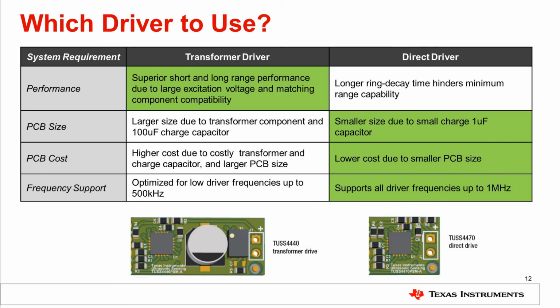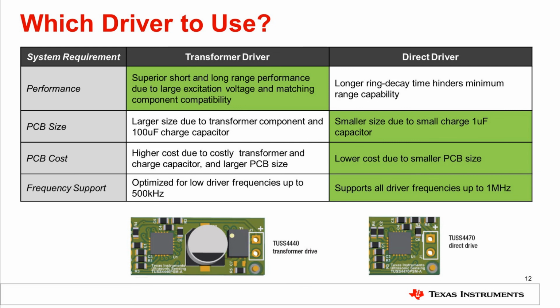In PCB size and cost, the direct driver is recommended because the low driver current requirement allows for the use of a smaller charge capacitor. For example, a transformer driver typically requires a charge capacitor of 100 microfarads, while the direct driver typically requires a charge capacitor of 1 microfarad. The charge capacitor is used to maintain the voltage during burst. Also, the direct driver does not require the transformer component, which tends to be the second largest and second most costly component of the ultrasonic module solution, second to the transducer.